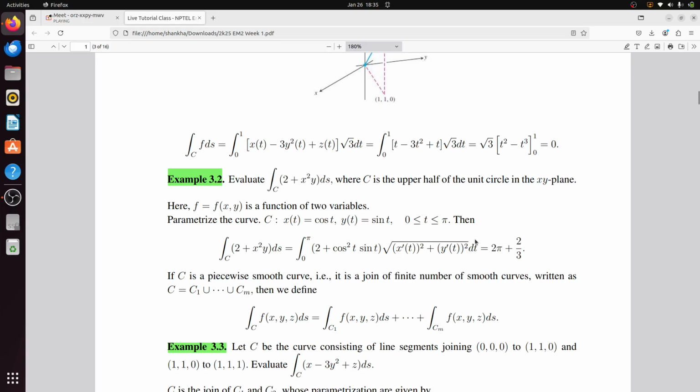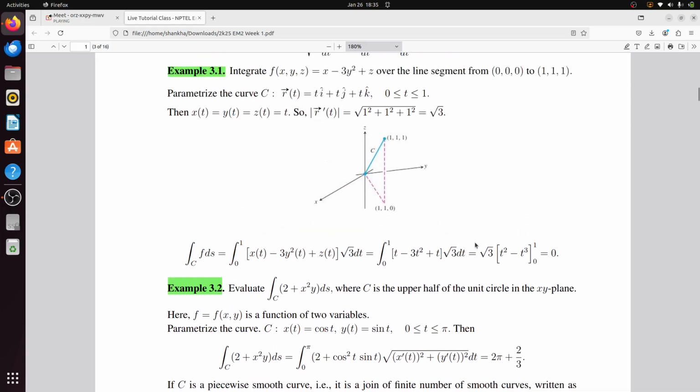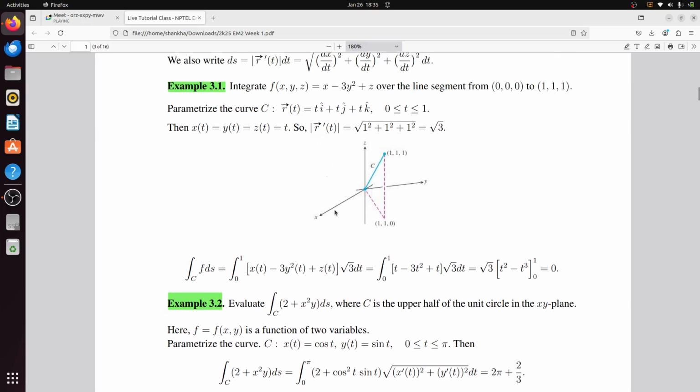And next problem. You need to evaluate the integral over C of 2 plus x square y ds, where C is the upper half of the unit circle in the xy plane. So here f(x,y) is a function of two variables, and so what is the parametric representation of the unit circle? Does anybody know the parametric representation of the unit circle? Anybody knows?